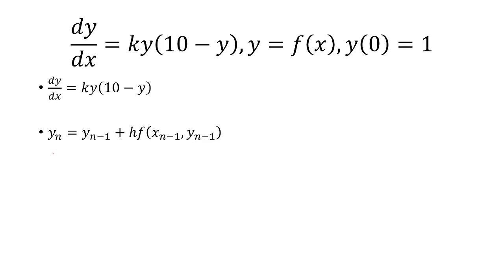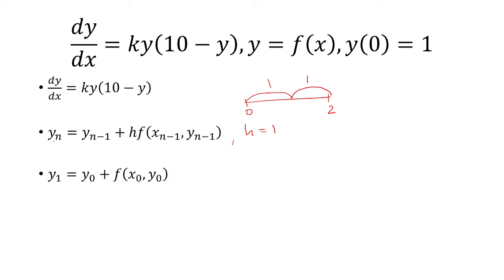This is Euler's method here. We need y_n = y_(n-1) + h times f(x_(n-1), y_(n-1)). H is going to be the step size, so we want to approximate f(2). We start at 0 and we want 2 steps to get to 2, so clearly each step size has to be 1. So here h is 1.